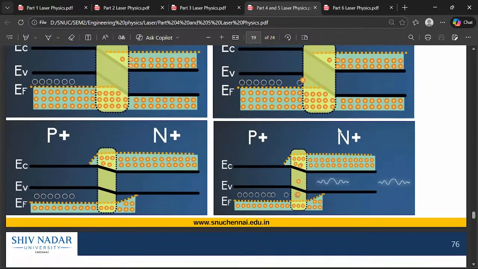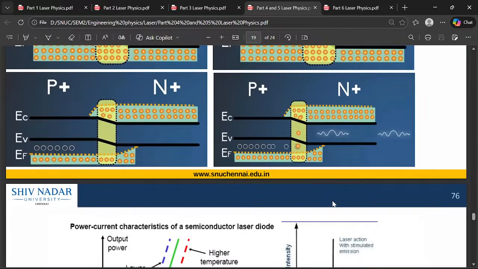As you can see, when the number of electrons is higher in the upper level, then the population inversion happens. Then you can achieve the stimulated emission.